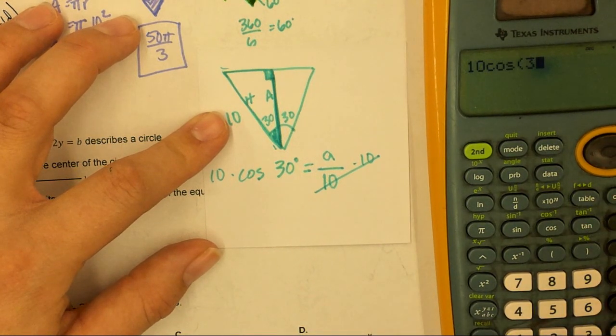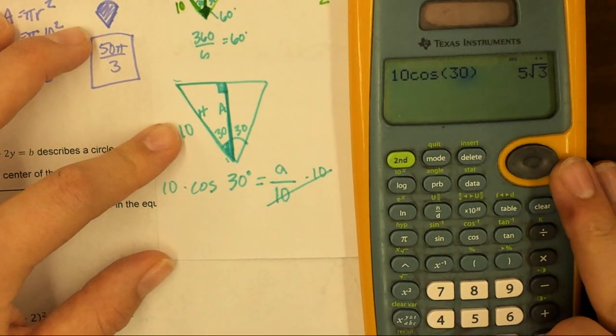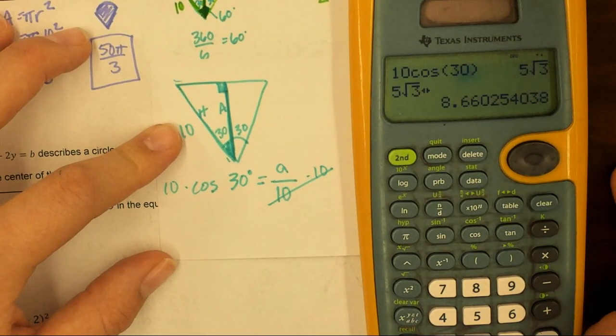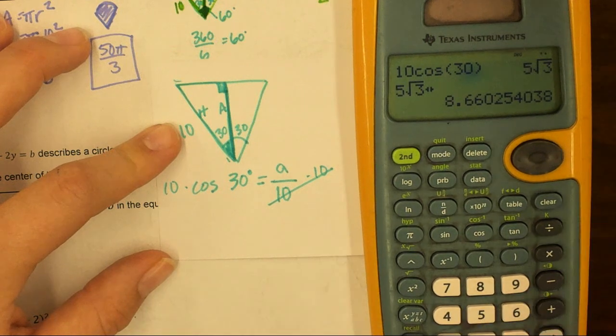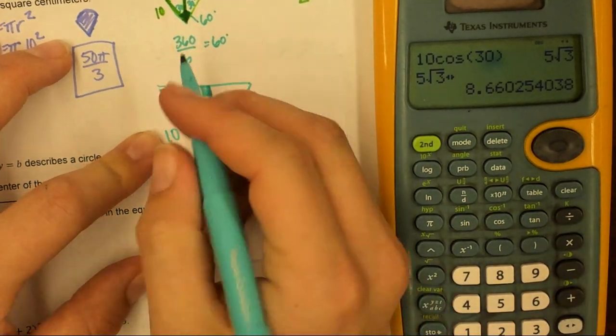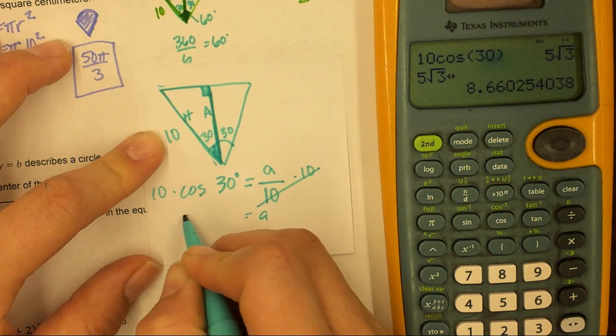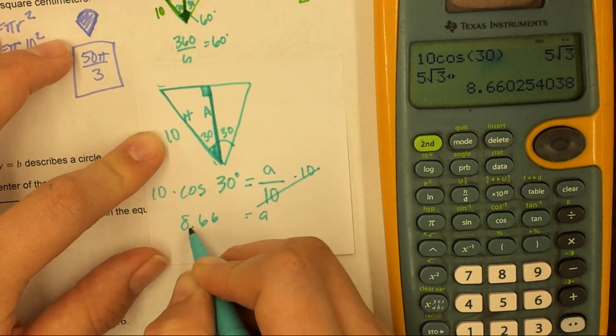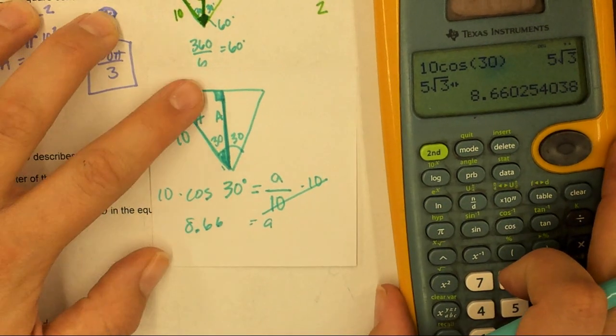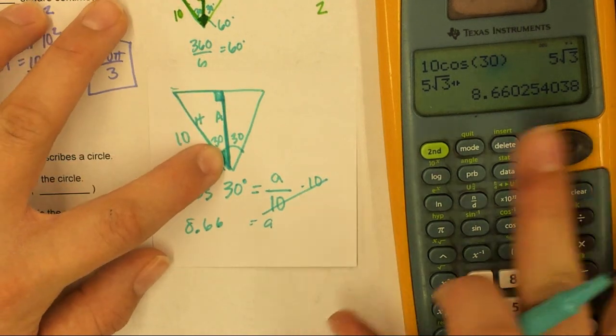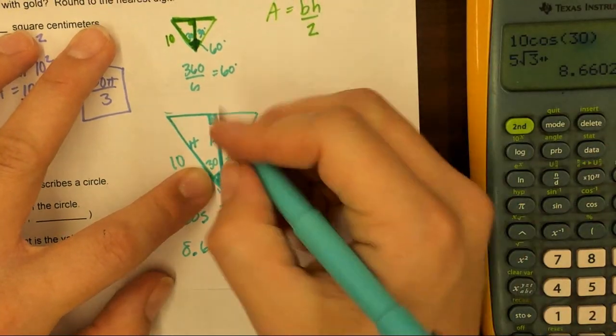10 cosine 30. Alright, that's a weird looking answer there. So in my calculator, I'll make it a decimal. Okay, so it's 8.66, yada, yada, yada. We'll call it good right there. So I know that the height of this triangle is 8.66.